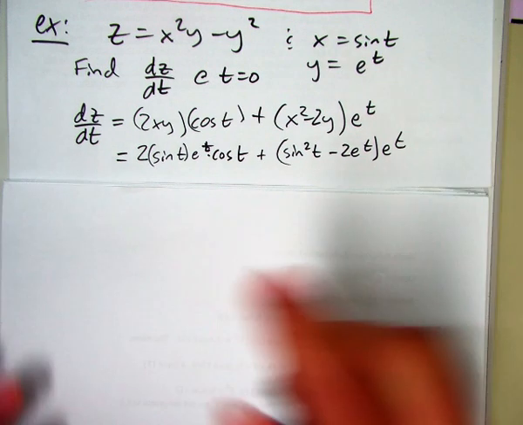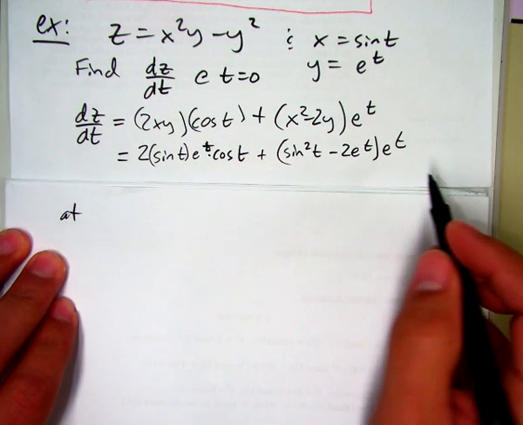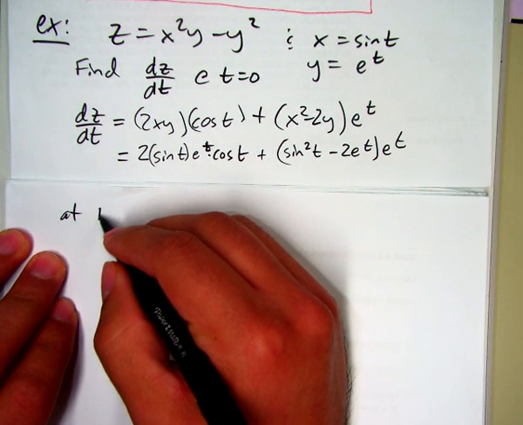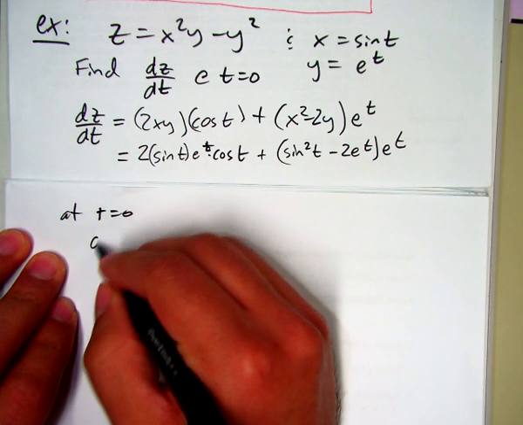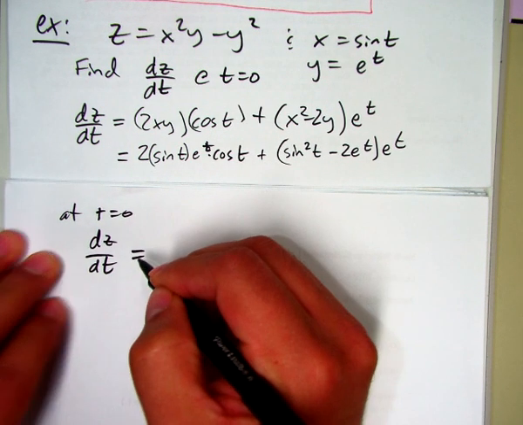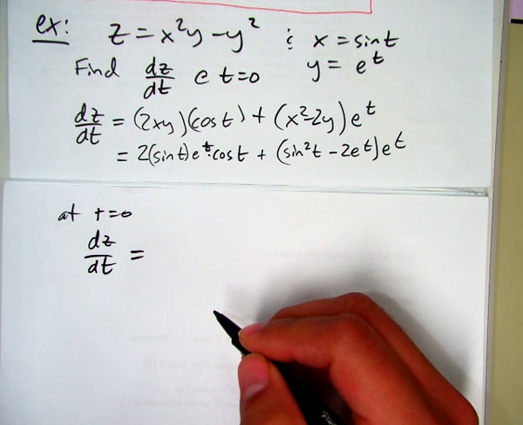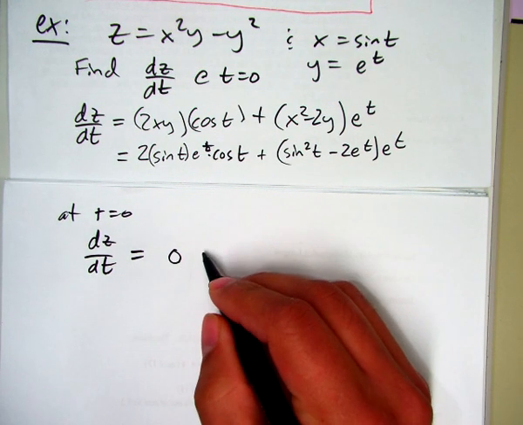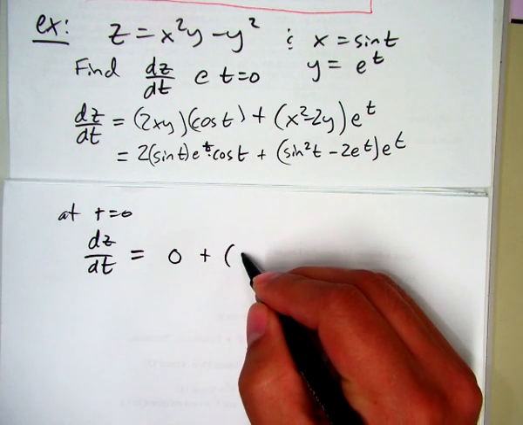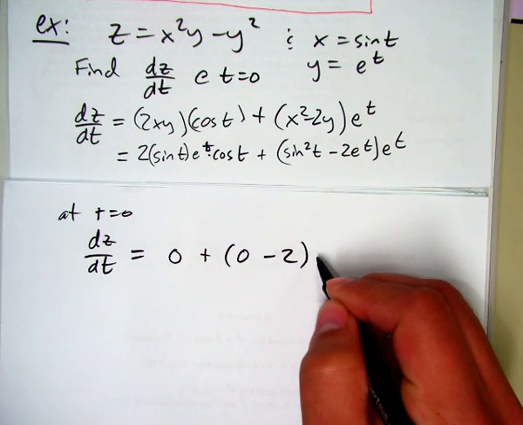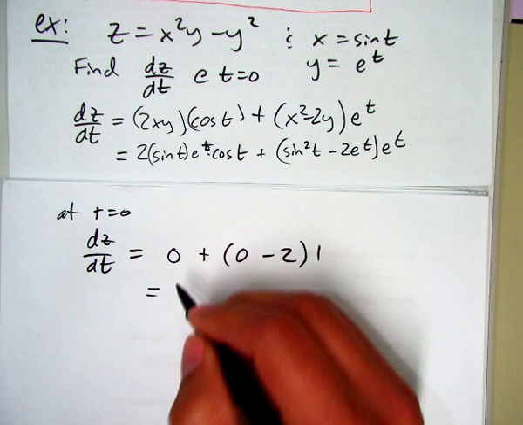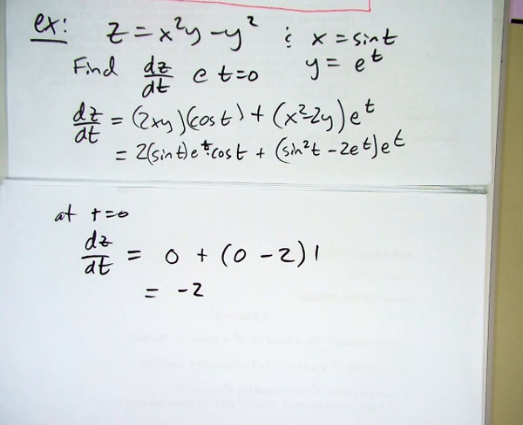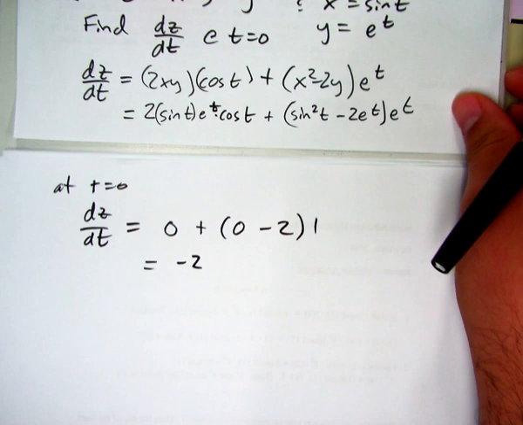And if you want to evaluate, we can simplify more or plug it in now if we want. At t equals 0, dz dt will be 0 plus 0 minus 2 times 1, so negative 2. Okay. Any questions on this example?